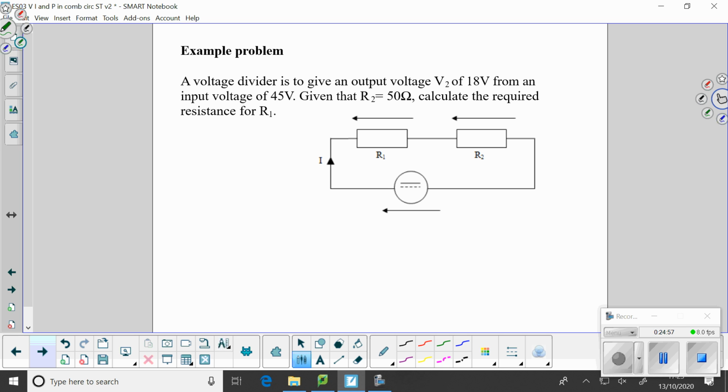A voltage divider to give an output voltage V2. So this voltage here, we want that to be equal to 18 volts, from an input voltage V equals 45 volts. Given that R2 is equal to 50 ohms, calculate the required resistance of R1. If you want to know what resistor to put in there so that it gives me 18 volts across R2.